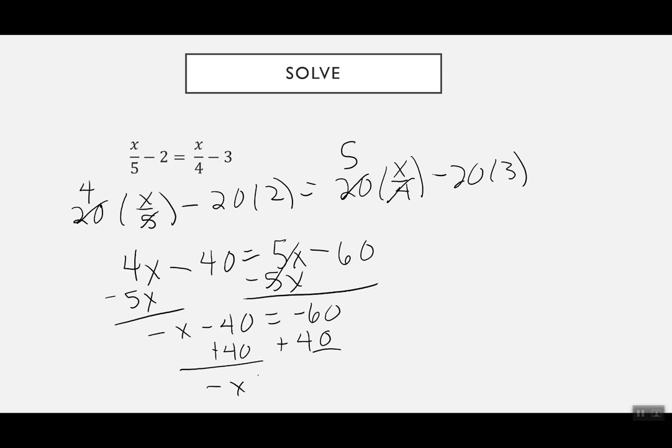Now it says negative x is negative 20. We never want to leave it that way. I don't want to know what negative x is. I want to know what x is. Negative x equals negative 20. You can divide by negative 1 or multiply by negative 1, but we want to get rid of that negative. We want to make it positive. So negative x over negative 1 is x. Negative 20 over negative 1 is 20.